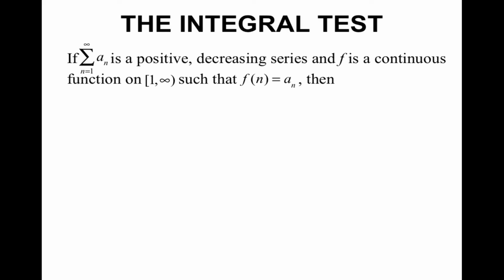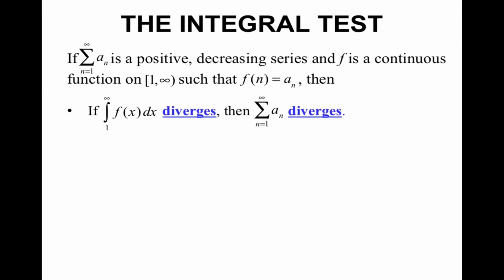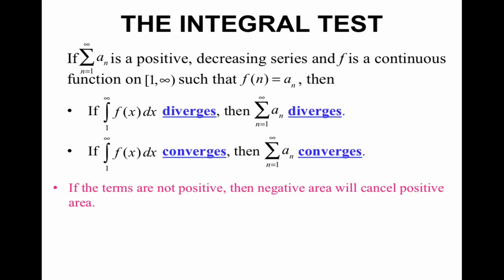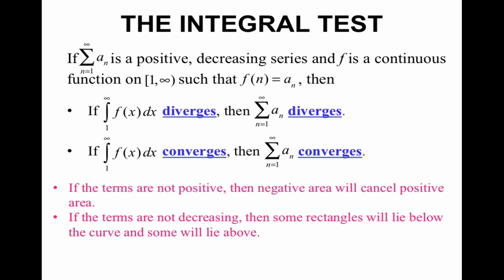So this leads us to the integral test. If we have the sum of a sub n, and it is a positive decreasing series, and f is a continuous function on the interval from 1 to infinity such that f of n equals our sequence a sub n, then if the integral from 1 to infinity of f of x dx diverges, we can say that the series diverges. If the integral converges, then the series converges. If the terms are not positive, then negative area will cancel positive area. And if the terms are not decreasing, then some rectangles will lie below the curve and some will lie above. Therefore, the integral test will not work.